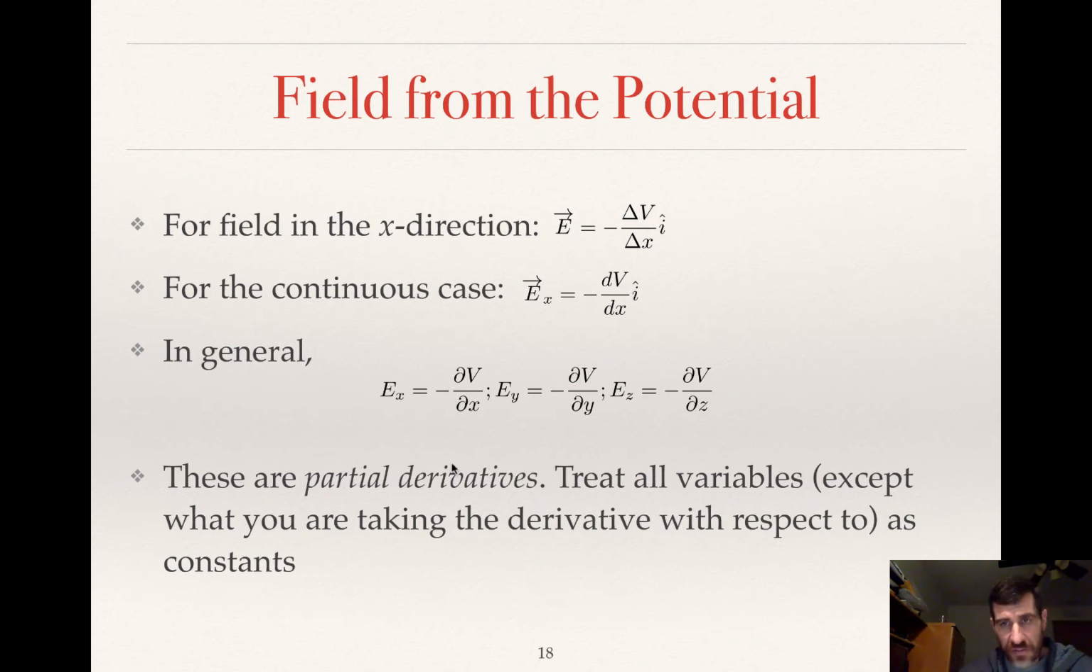So in partial derivatives, if you have a function of more than one variable, x, y, and z say, you treat everything except what you're taking the derivative with respect to as a constant. So let's say our potential is a function of x, y, and z. To take the partial derivative with respect to x, we treat x as the variable, and we treat y and z as constants. We'll do an example or two in class to see exactly how this works.